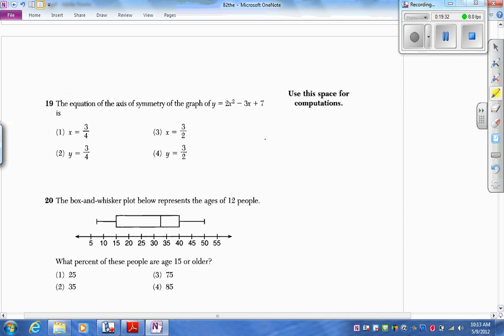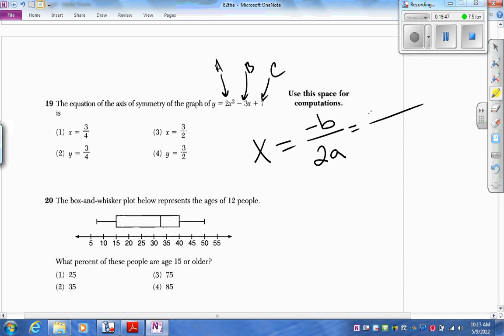Axis of symmetry, x equals... notice it's not on your formula sheet. You need to know it: negative b over 2a. That's a, that's b, that's c. So negative b over 2a, in parentheses. So b is -3. A is 2.